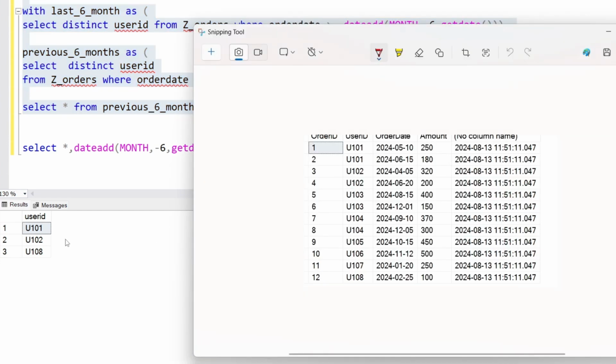User ID 101 was active on 10th of May, so before the 6 months. This is the 6 months deadline. After this, the 6 months start from today, and from this till this date it was 6 months. 16th May, he was active, and 15th June. And 102 was active in the previous 6 months. Previous 6 months means the first 6 months, and the last 6 months means the last 6 months. And 108 was active on 25th of February, in the previous 6 months. User 107 was also active in the previous 6 months.